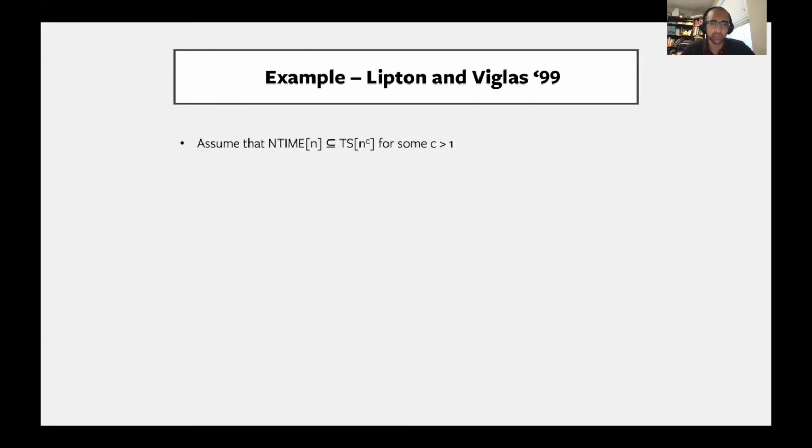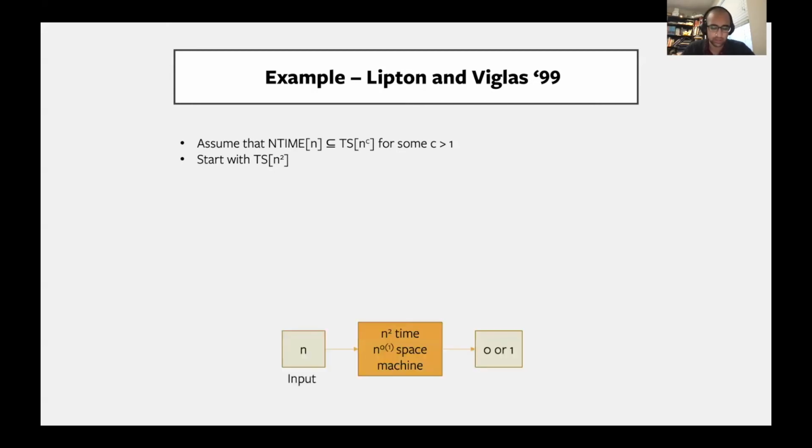So let's start by assuming that NTIME(n) is contained in TISP(n^c) for some c greater than 1. Let's start with TISP(n^2). Basically, TISP(n^2) is going to be the first alternating complexity class in our chain of inclusions of alternating complexity classes. You can visualize the computation as follows. You have an n-bit input. It goes into an n^2 time, small space machine, which then outputs 0 or 1.